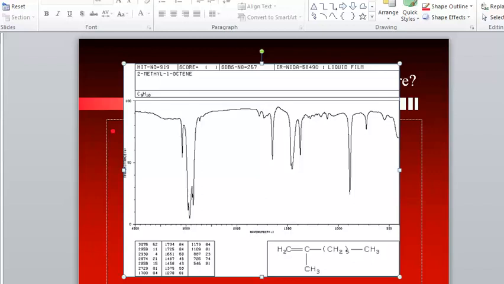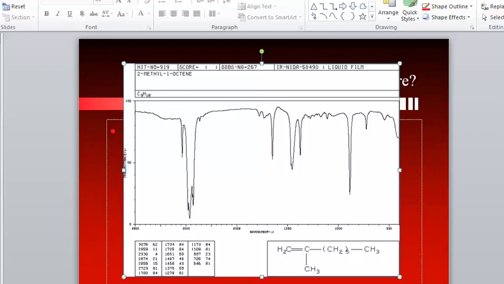So I should see a 1,600 peak. I go to 1,600, and I come straight up. And there's actually nothing here at all. So, because I don't see anything near 1,600, this one's a little bit too far out, 1,600 or below, because of that, this is not an aromatic.